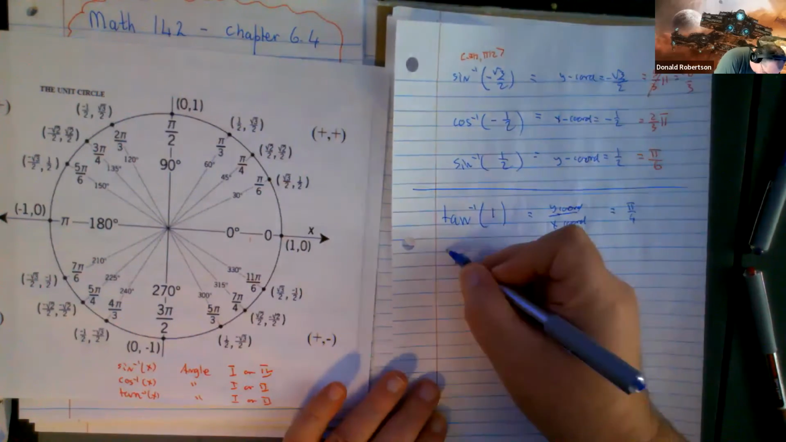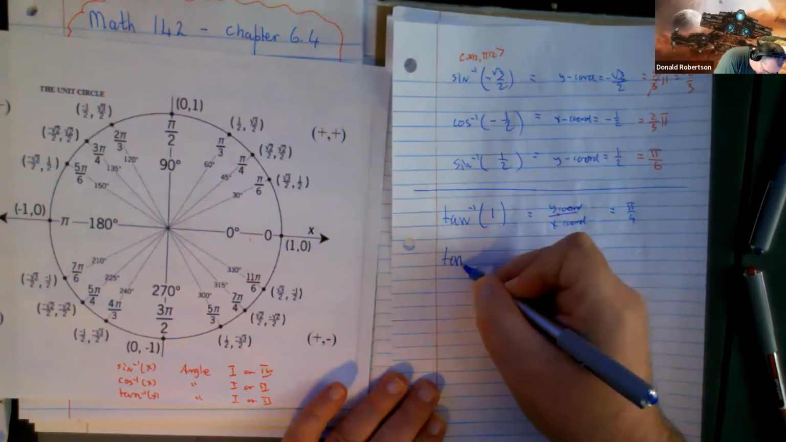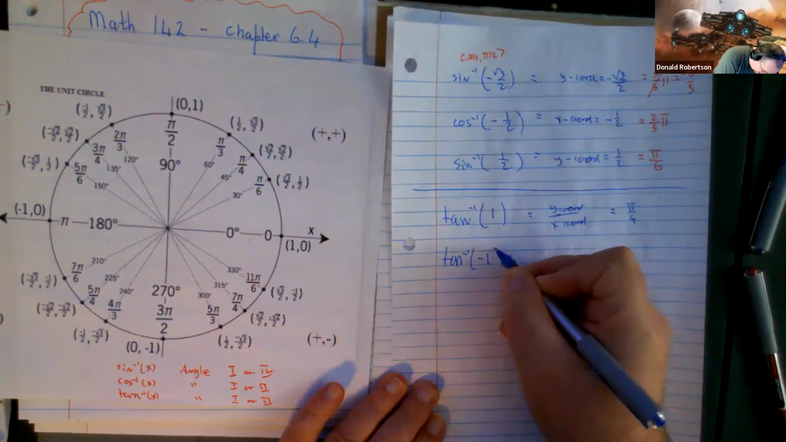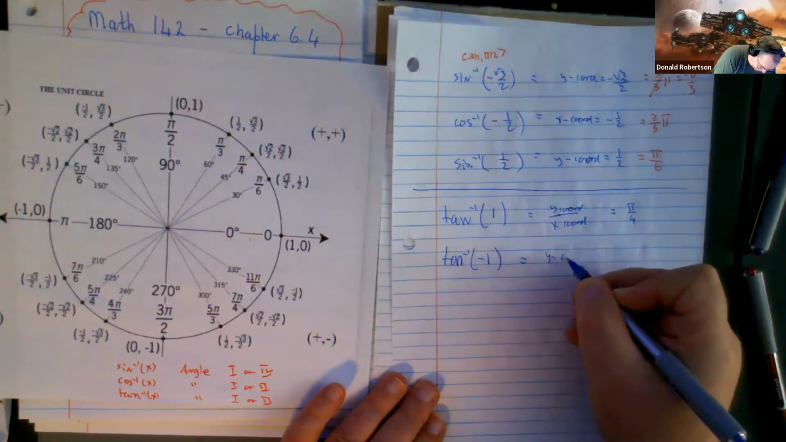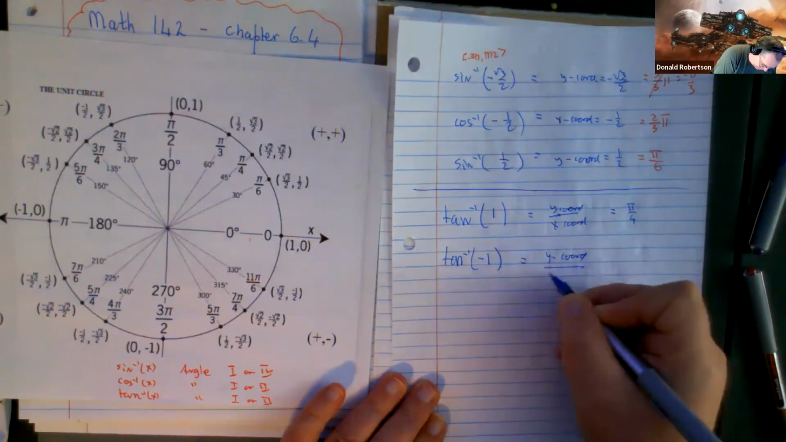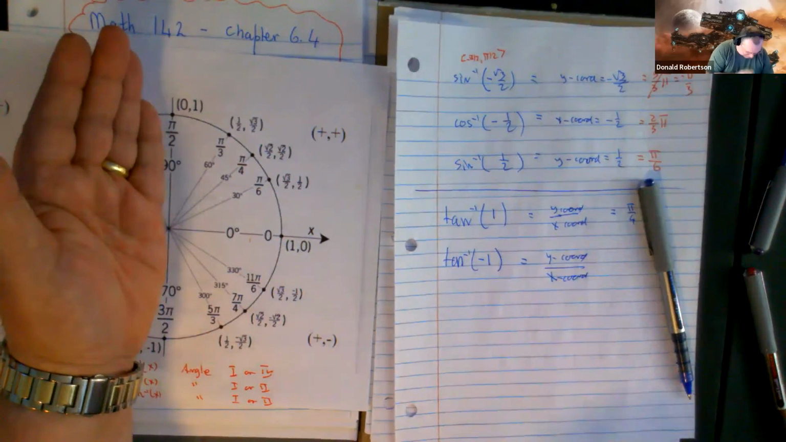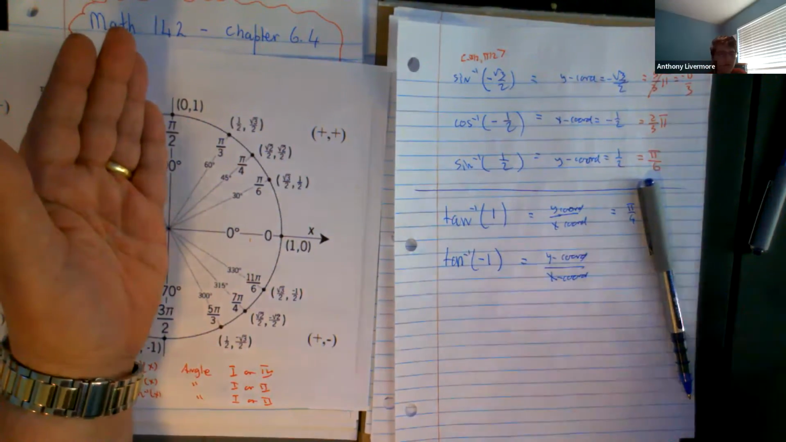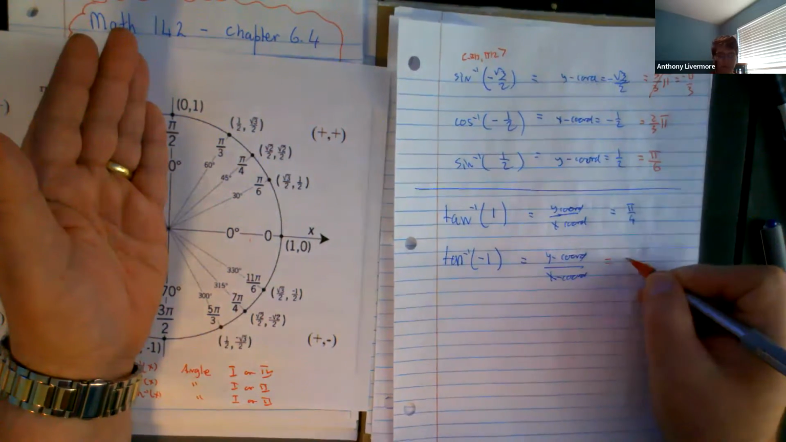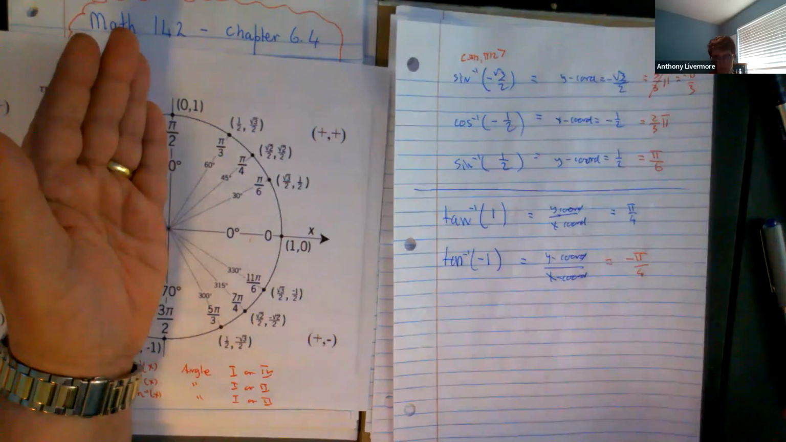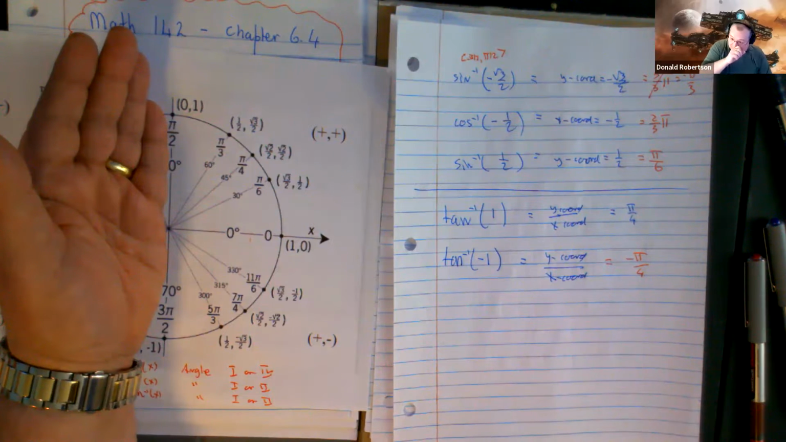Now, what would you get if it was -1? So still in these quadrants. Pi over 4. You nailed it. That makes sense? Why it's negative?